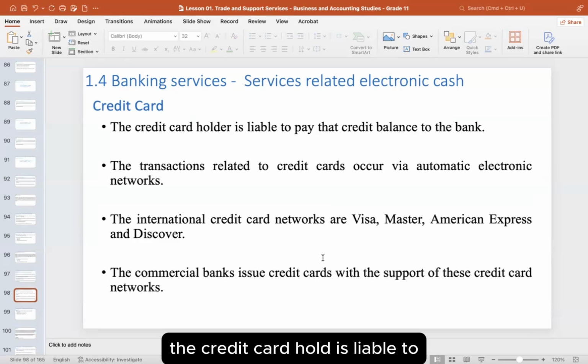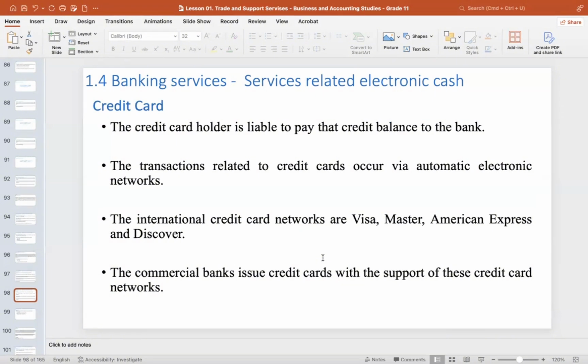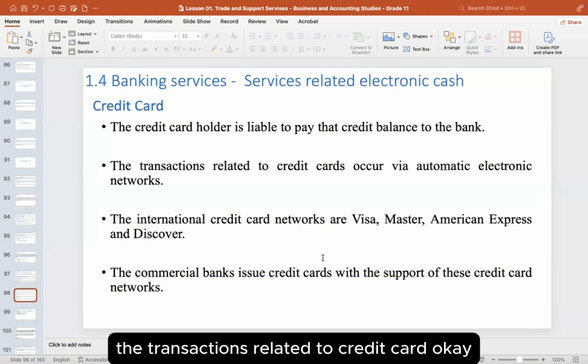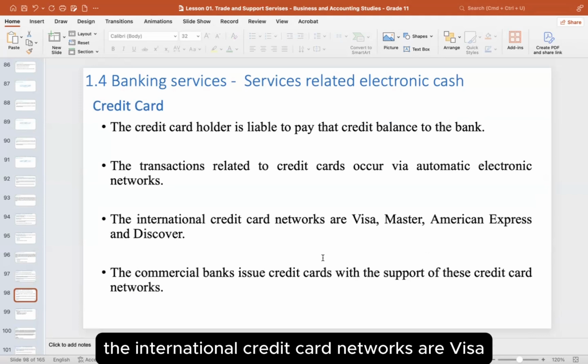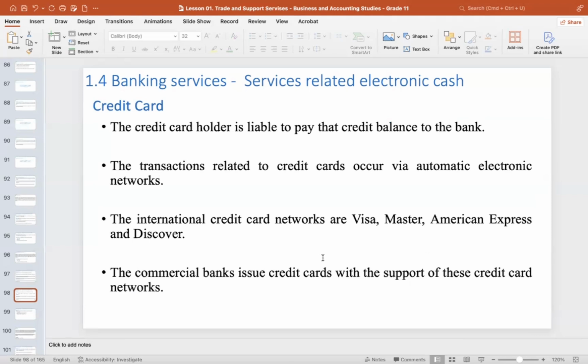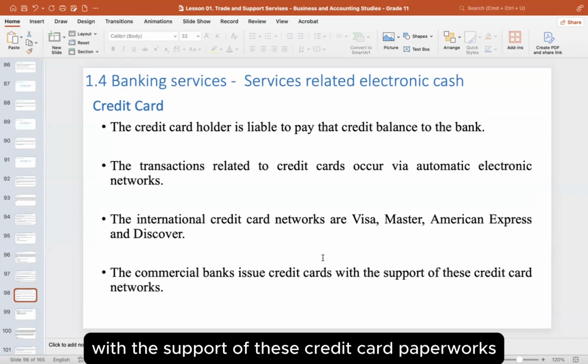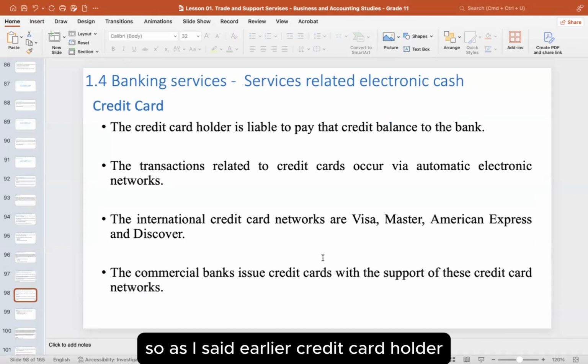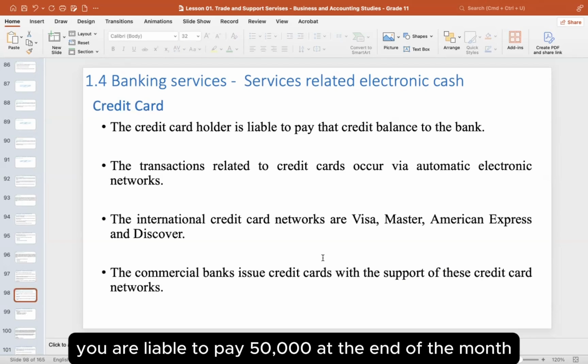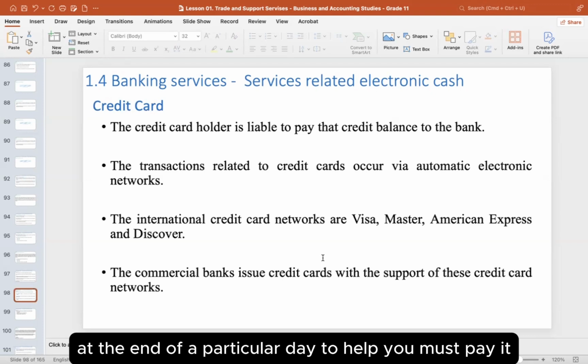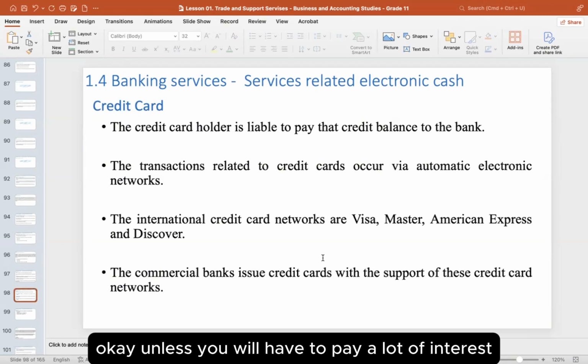The credit card holder is liable to pay the credit balance to the bank. The transactions related to credit card occur via automated teller networks. The international credit card networks are Visa, Master, American Express, and Discover. The commercial banks issue credit cards with the support of these credit card networks. As I said earlier, in the 100,000 example, you are liable to pay 50,000 at the end of the month. At the end of a particular date, you must pay it, unless you will have to pay a lot of interest.